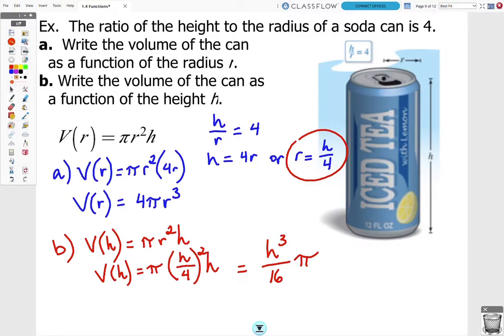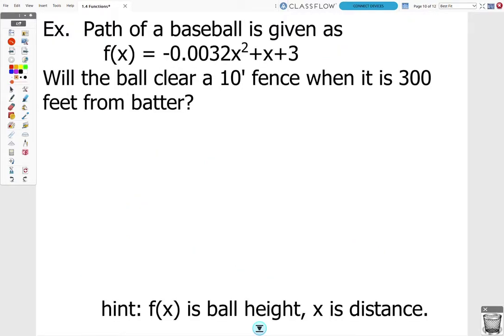Next, the path of a baseball is given by the following equation. F of x is equal to negative 0.0032 x squared plus x plus 3. Will the ball clear a 10-foot fence when it's 300 feet away from the batter?